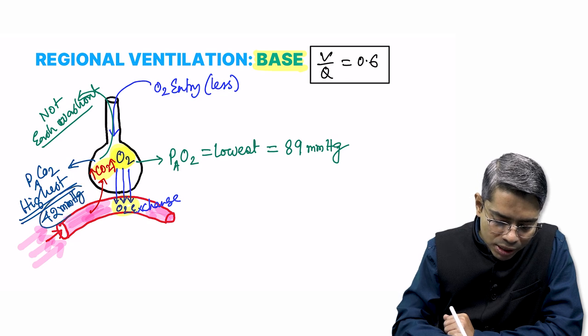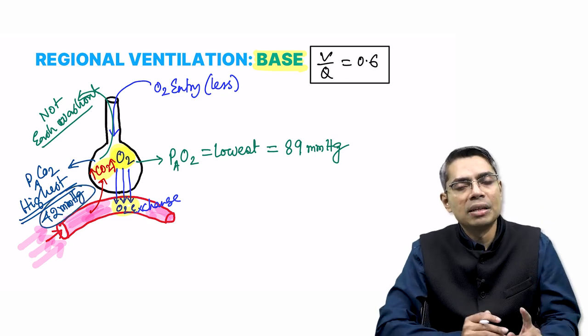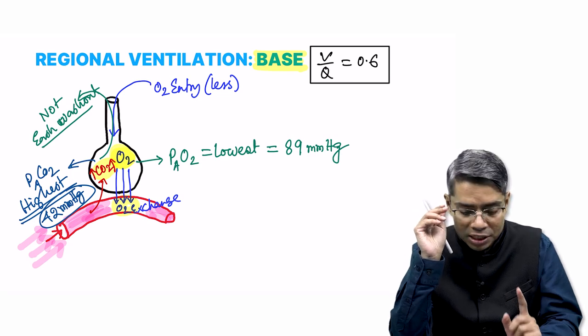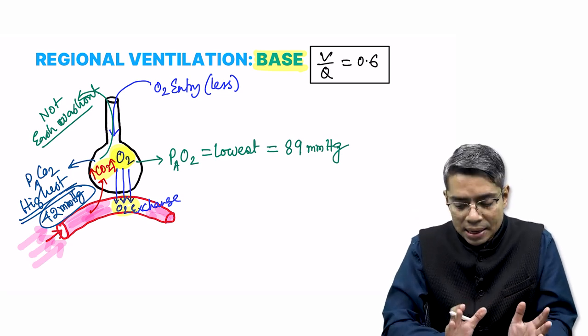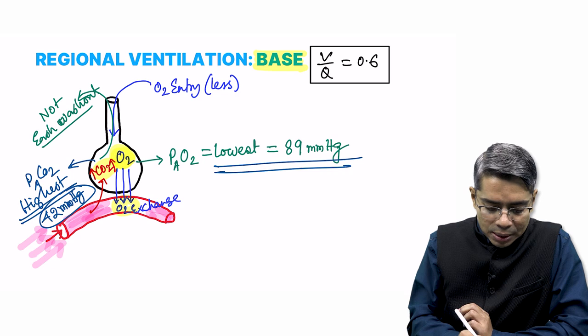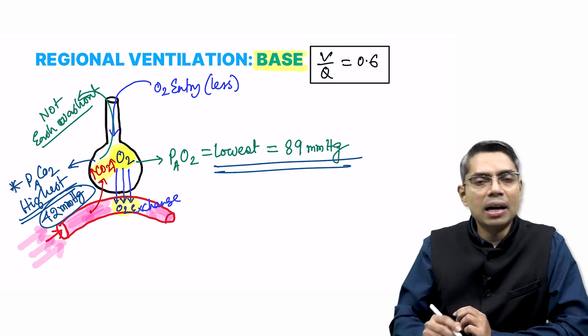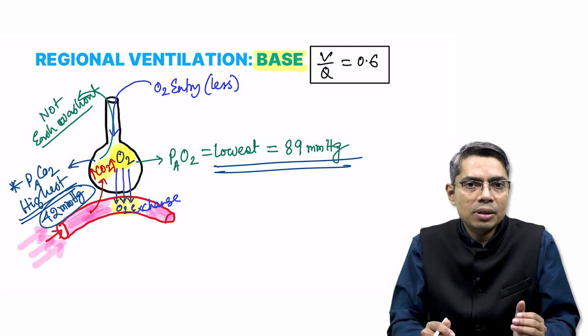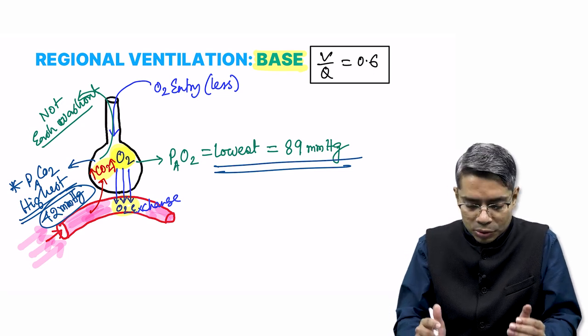So normal value is 40, here it will be 42 millimeter of mercury. Got it? So please note down that basal alveoli means the partial pressure of oxygen is lowest and the partial pressure of carbon dioxide is highest. Now if the partial pressure of carbon dioxide is highest, so what is going to happen?